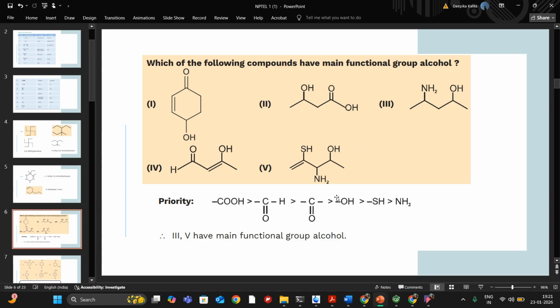So hence the idea of priority will come into the picture while solving this question. I hope this was clear to you.